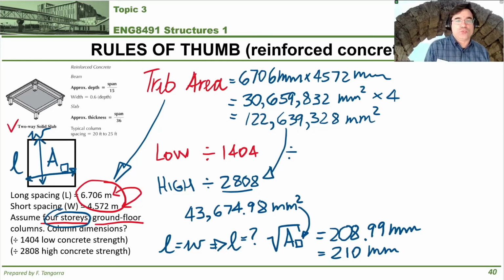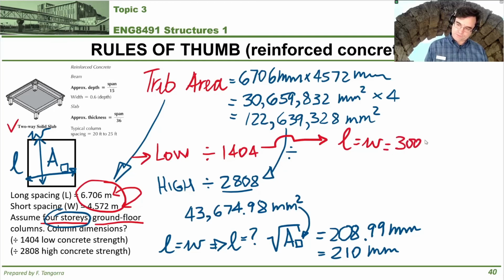If we repeat this whole process, but instead we use low strength concrete, you can try it yourselves. We get a length and therefore a width, if you follow this same process, of 300 millimeters. And this is the number that you get after you round up to the nearest 5 millimeters, which is what's going to be expected for this course.